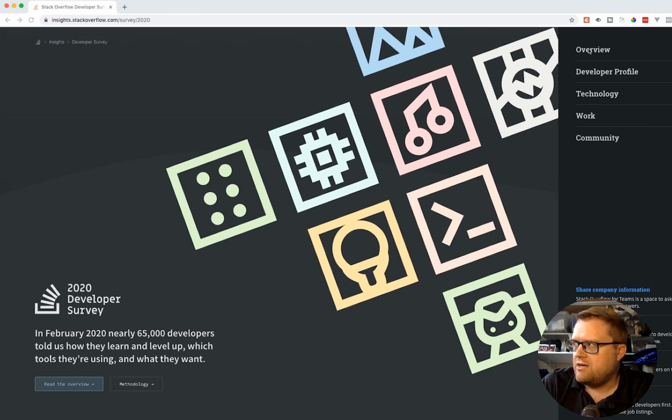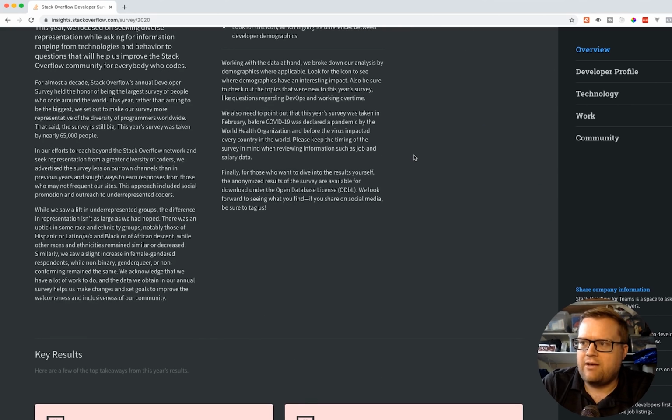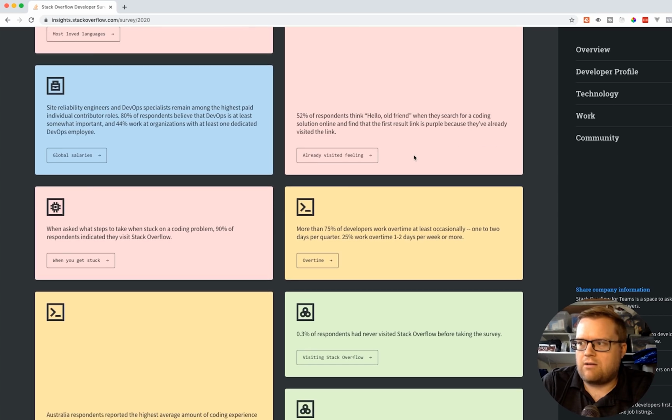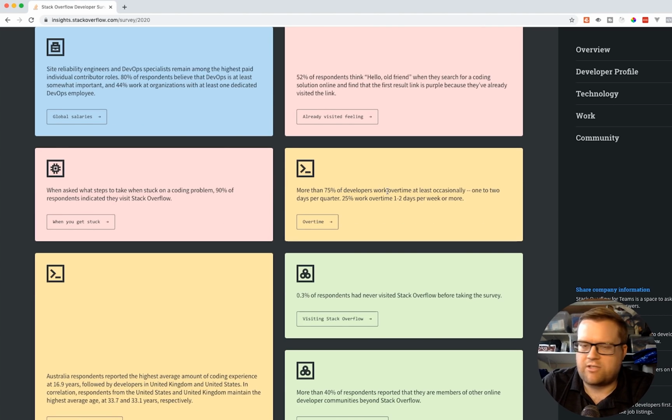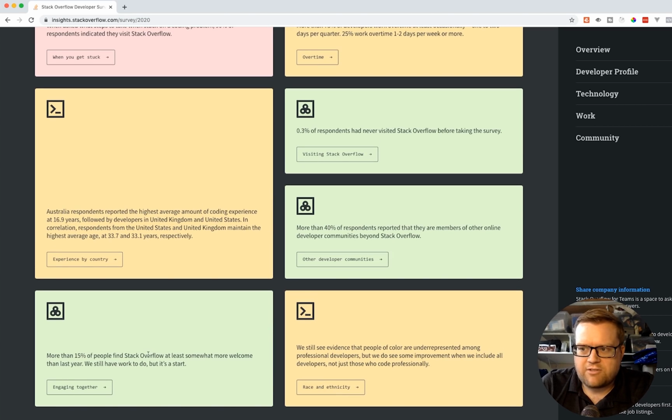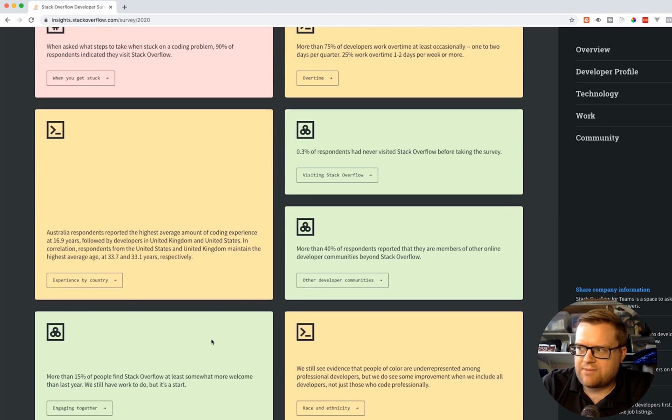So first, some interesting trends they talk about right away are some keynotes that they mention in here. A few of them are like more than 75% of developers worked overtime. I think as all of us as developers, we've all worked overtime and that's pretty common. Australian respondents report the highest average amount of coding experience at 16.9, followed by the United Kingdom and United States. They said that people are still using Stack Overflow and they think that it's a little bit more welcoming, and that more than 40% of respondents reported that they're members of other online development communities beyond Stack Overflow.